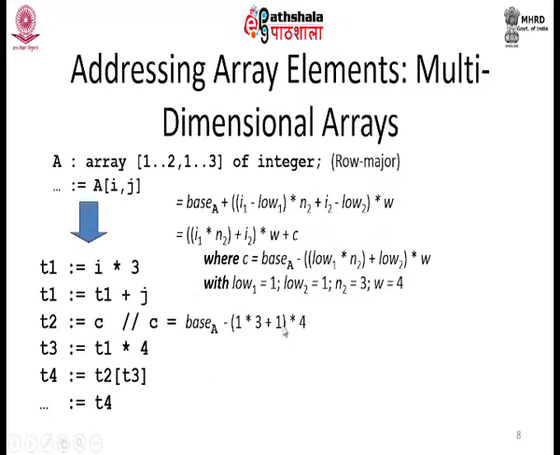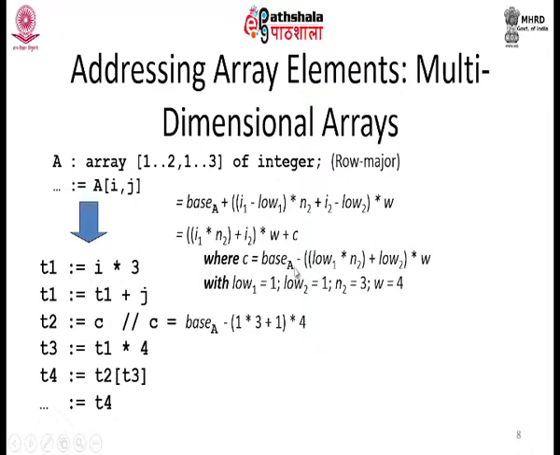We have already seen this, but let us take a quick look. This is the row major information. I have array 1 to 2, 1 to 3, which means it has a dimension of 2 cross 3, of integer. This is how it is defined in Pascal. So, A of i comma j is what I have here. The address is calculated as base address of the array A plus (i1 minus low1) into n2 plus (i2 minus low2) into w, and that is equal to, rearranging this, (i1 into n2 plus i2) into w plus c.